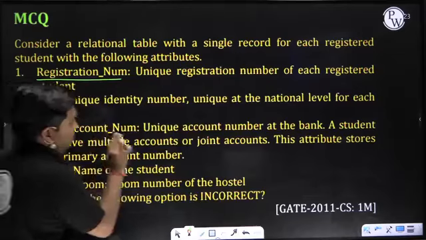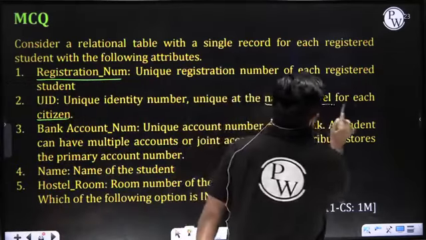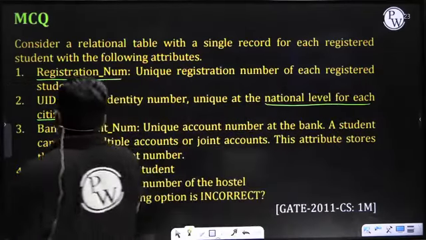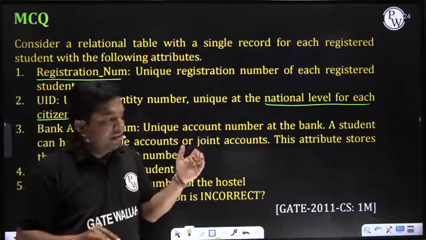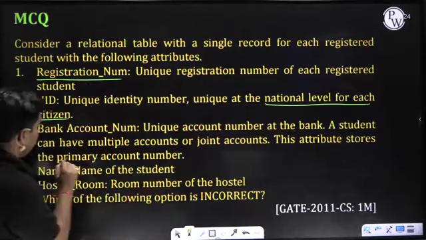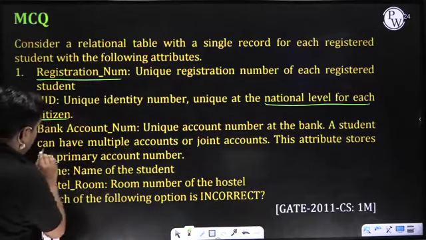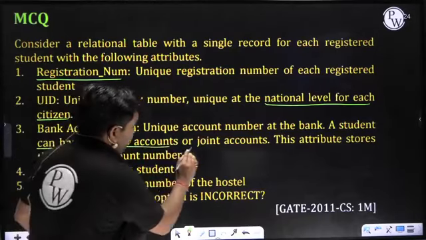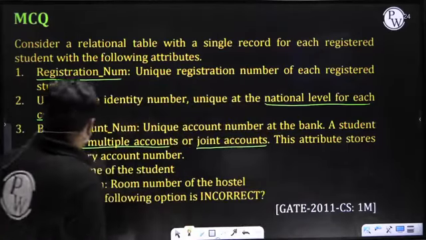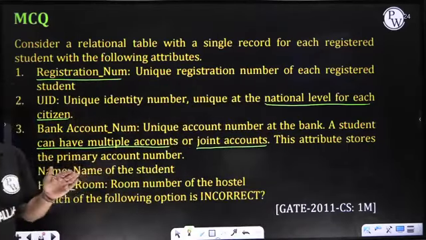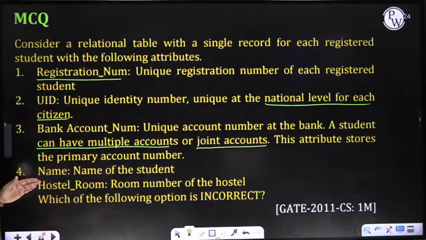National level. Getting my point? National level for each citizen. Third one is bank account number, a unique account number at the bank. But it is mentioned a student can have multiple accounts or a joint account. Then this attribute stores the primary account number. This attribute stores only the primary account number.